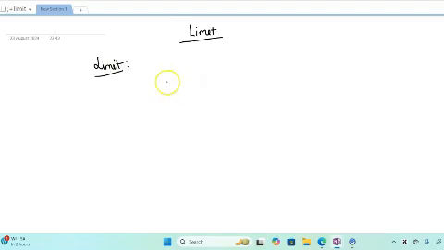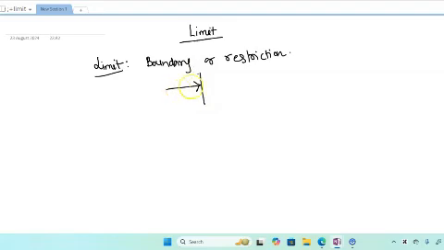A limit is essentially a boundary or restriction. It represents the greatest or smallest amount of something that is allowed or possible. So, generally speaking, it's a boundary or restriction that we apply on something. For example, it tells us how far something can go, whether it's a speed, time, or even our own action.